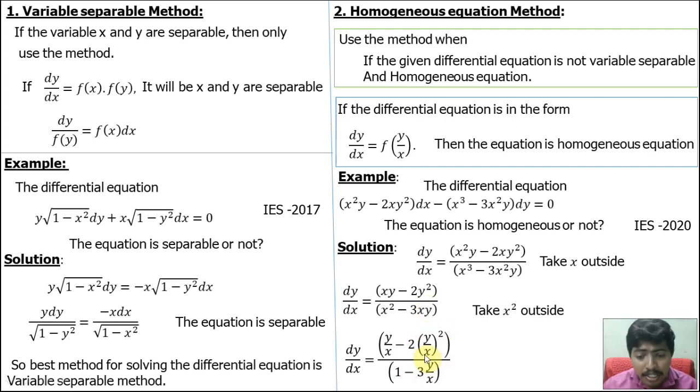This equation is in the form of dy by dx. So this equation is a homogeneous equation. So we may choose the homogeneous equation method for solving this differential equation.